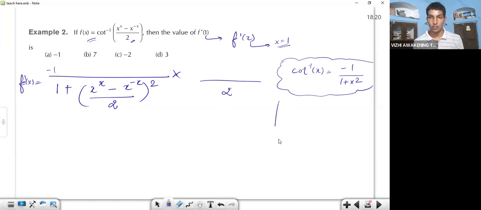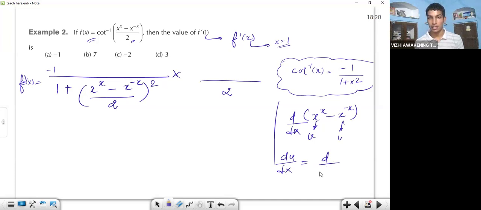Now we have to differentiate x raised to power x minus x raised to power minus x. Earlier we have discussed how we differentiate a function raised to a function. So let us consider this as u, let us consider this as v, and discuss it one by one. du by dx, that is d by dx.